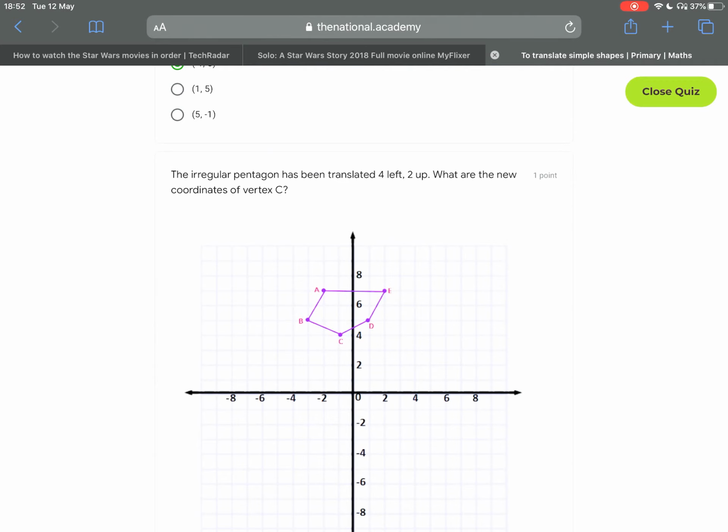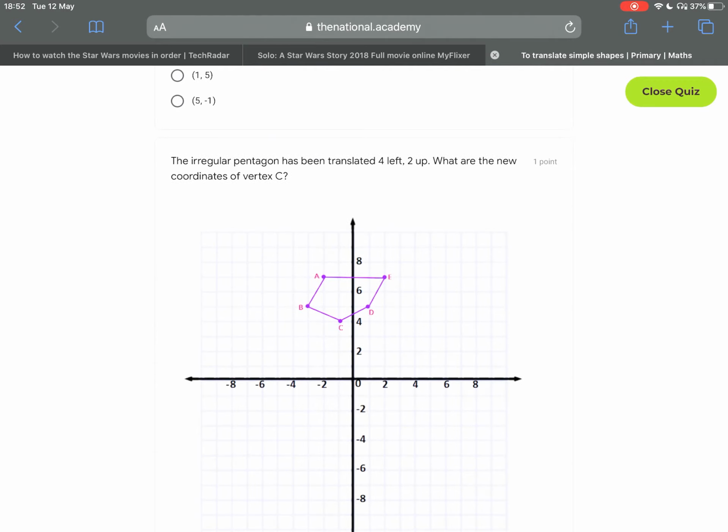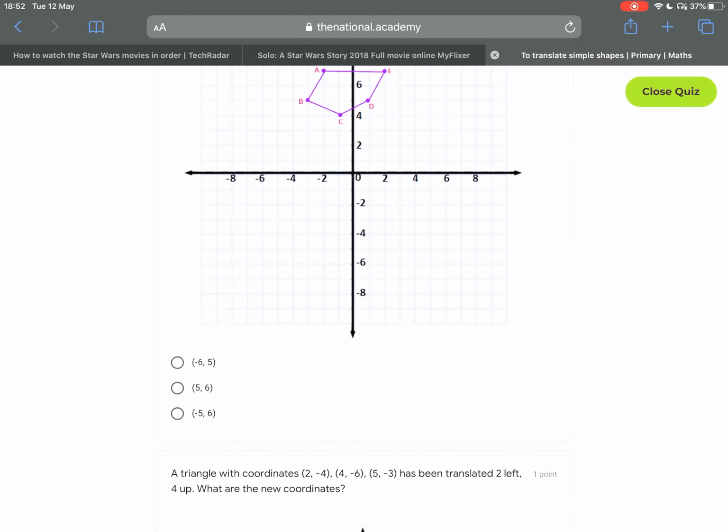After that, you have the irregular pentagon has been translated 4 left, 2 up. What are the new coordinates of vertex C? 4 left, 2 up. That would be 1, 2, 3, 4, 1, 2. So that would be -5, 6.